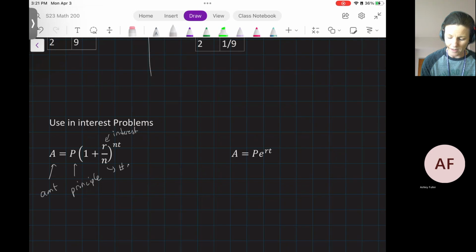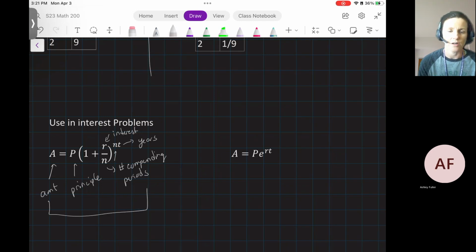N is the number of compounding periods within a year. So if it compounds monthly, that would be 12. If it compounds daily, it would be 365. N is the same value here, and then t is the years of which the interest is accruing. This is when the amount is occurring over a certain amount of time. Here, this is when we are compounding it continuously. But the other values remain the same. And I believe I spelled principal wrong there.